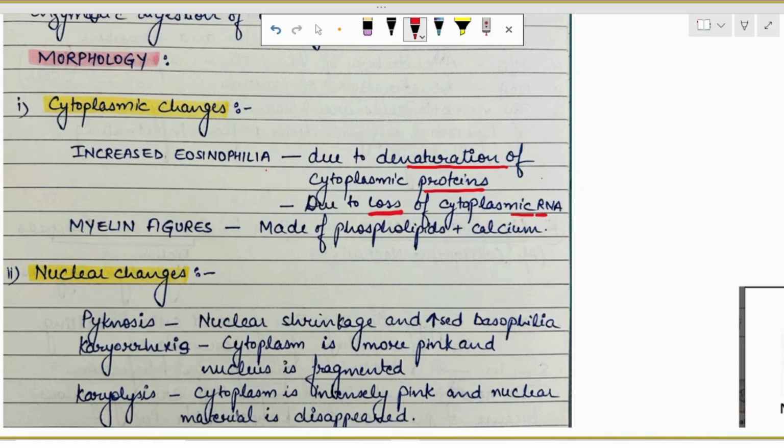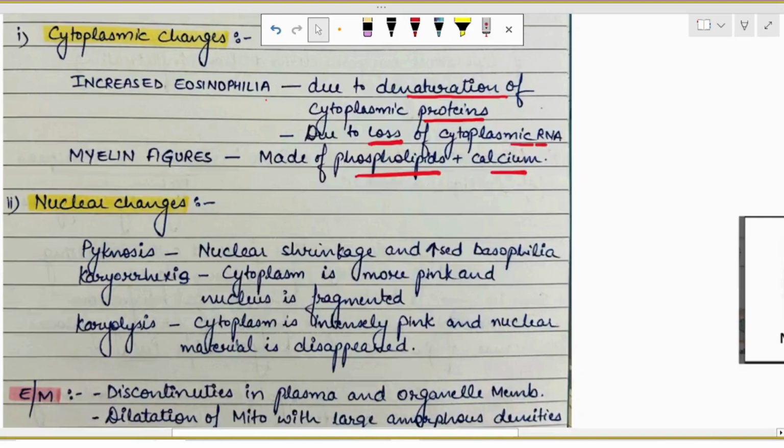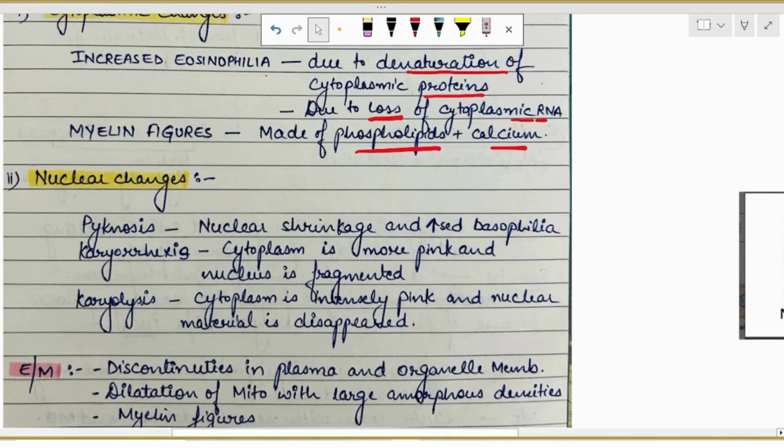And second is the myelin figure formation. As I told you in the earlier video, these myelin figures are made up of phospholipids and calcium, but most of the content, the maximum content, is the phospholipid. The other nuclear changes that will happen are pycnosis, karyorrhexis, and karyolysis. I promised you in the earlier video that I will explain these three terms to you. So here is the explanation.